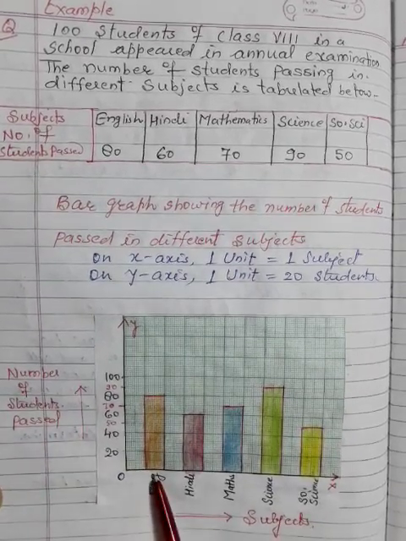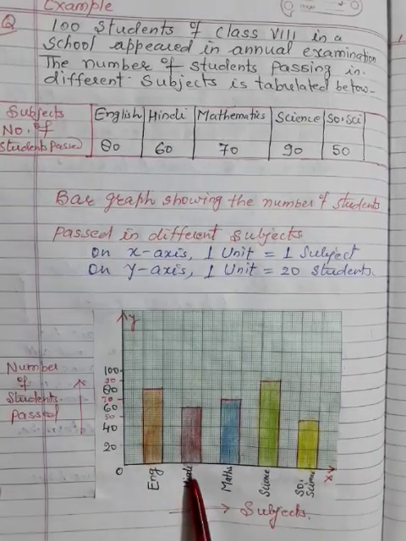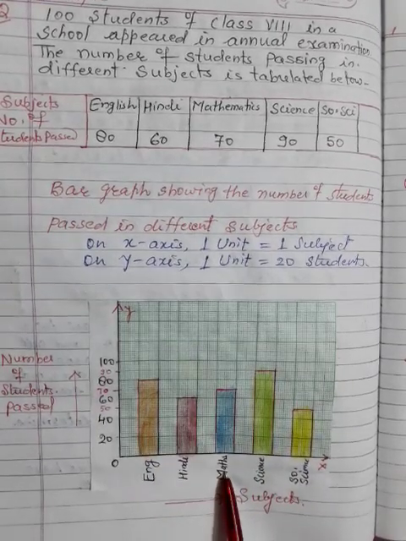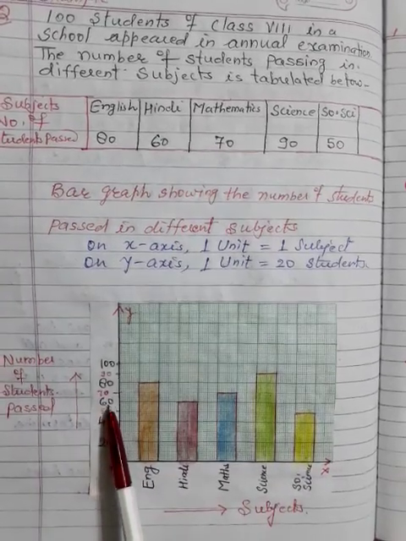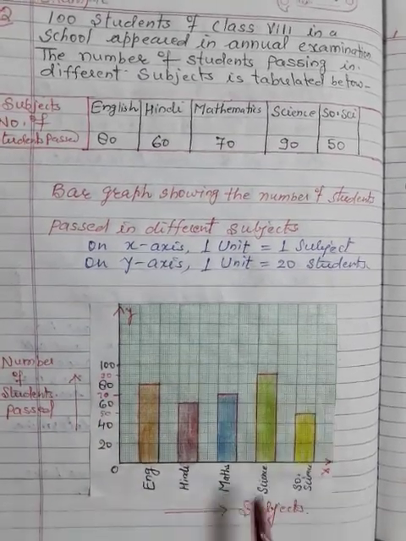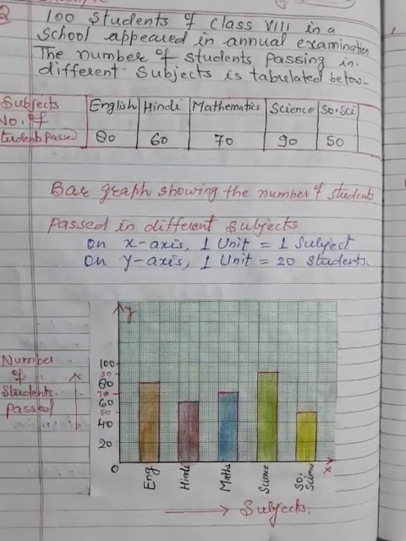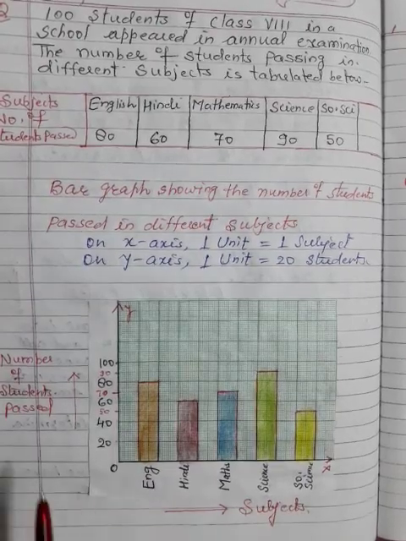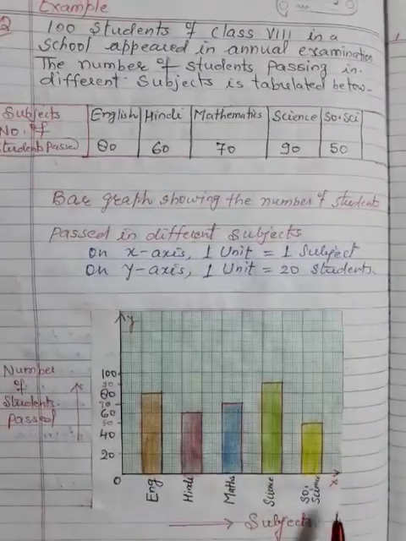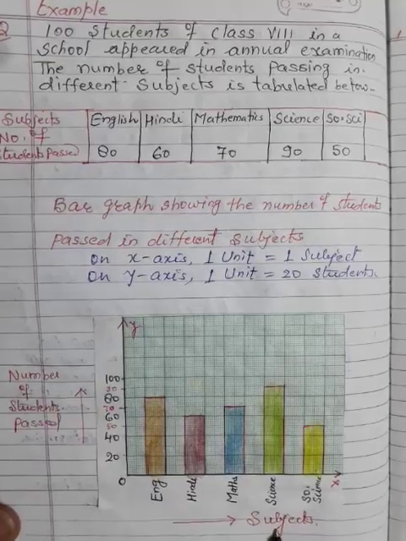In English, 80 students passed, so English goes up to 80. Hindi is 60, so the bar goes up to 60. Mathematics, 70: 70 lies between 60 and 80, so it is marked here. Science is 90, which is between 80 and 100. Social science is between 40 and 60, so 50 lies there. So this is the bar graph related to the subjects and the number of students passed.